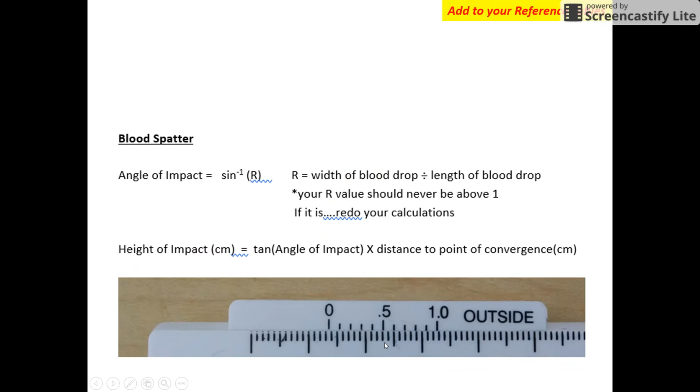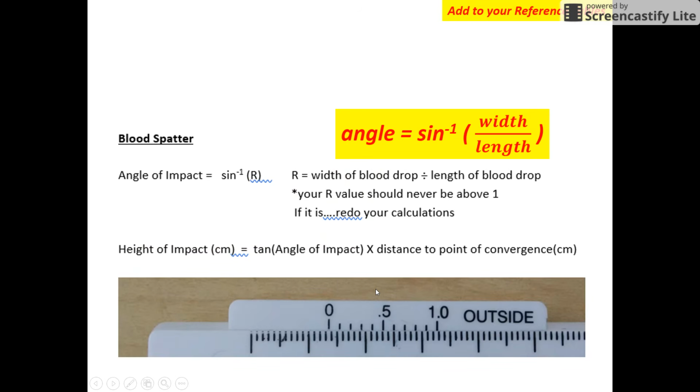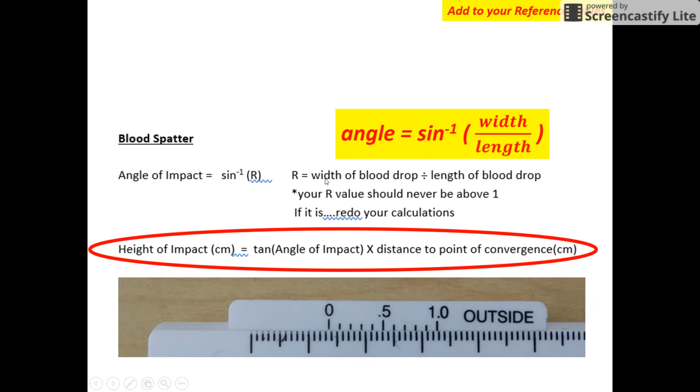All right, and in your reference tables, we already have this formula. The impact angle is the inverse sine of width divided by length. Okay, this is the new formula. The height of the impact point in space is the tangent of the angle of impact, which you know how to calculate, times the distance from the blood drop to the point of convergence, that spot on the floor that you find by doing the intersecting lines.